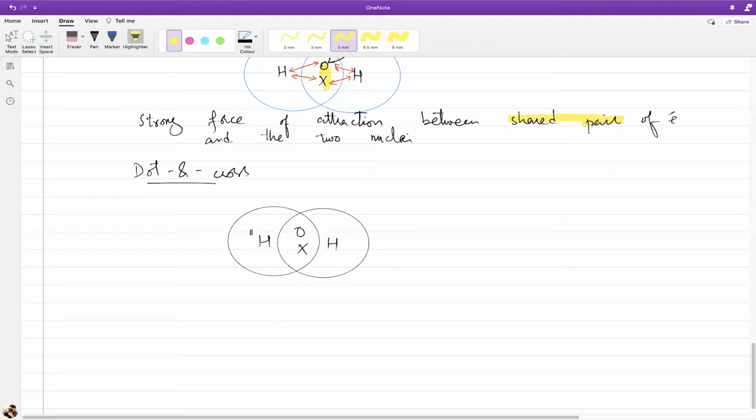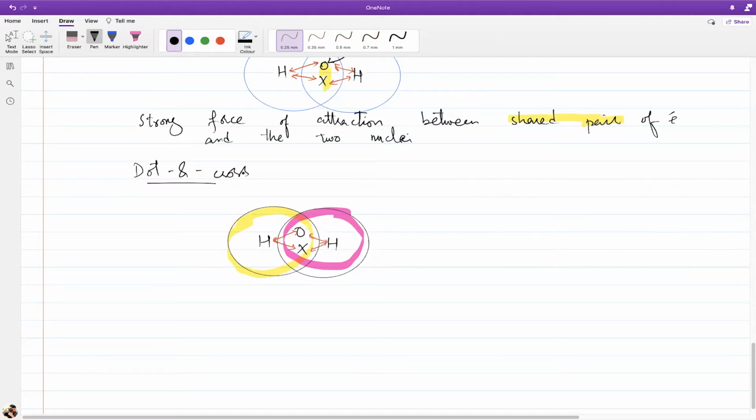Because come to think of it, this hydrogen's shell has two electrons, and that hydrogen's shell also has two electrons, so both think that their shell is complete. And that is why they stay together. And then there is the strong force pulling on this pair from this nucleus as well as from this nucleus. So because of that, they stay intact.